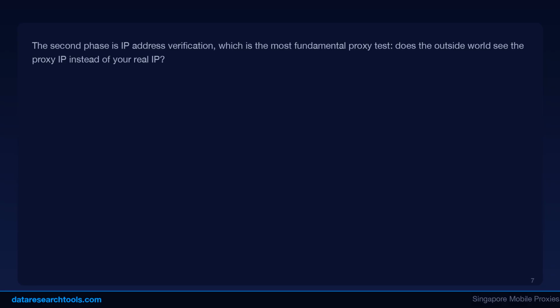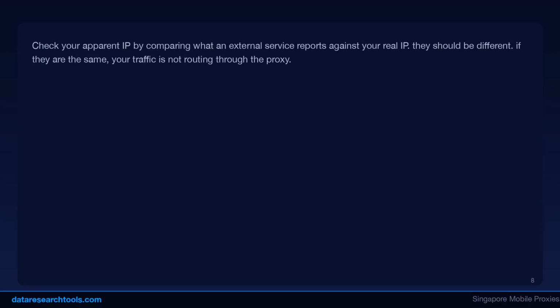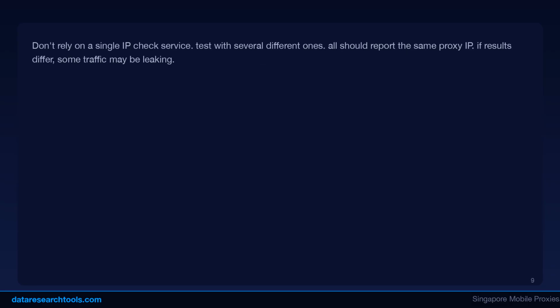Don't rely on a single IP check service. Test with several different ones. All should report the same proxy IP. If results differ, some traffic may be leaking. If your proxy provider tells you which IP you should see, also verify it matches what the IP check services return. Hence, phase 3 is DNS leak testing.